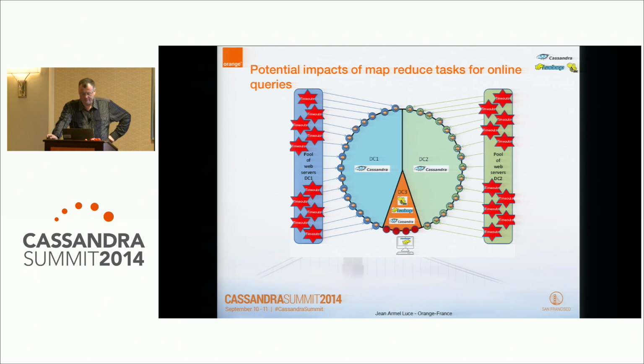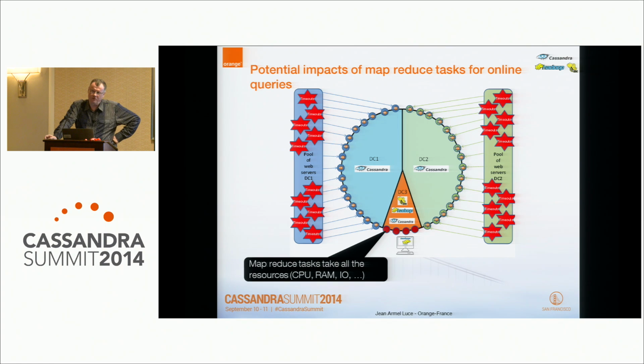At first, what we saw is that the 4 nodes in the third data center were very, very busy. There was a very high load average of CPU. The mapreduce tasks were taking almost all the memory. There was a lot of disk IO in the 4 nodes in the third data center. So what happened? There were a lot of timeouts for the online read queries in data center 1 and data center 2.